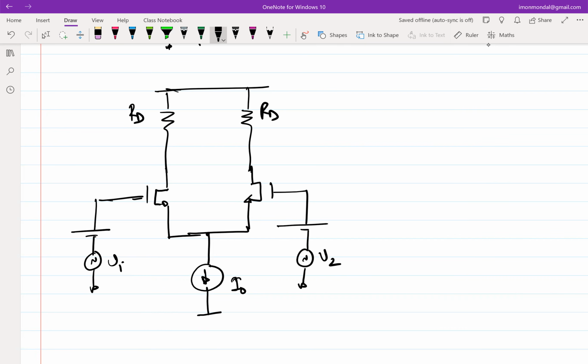V1, V2. This current was I0 by 2. This current was I0 by 2. And the gain was GM times RD, right? And GM times RD by 2 if you take from one side, or GM times RD if you take the difference between both sides. So now the problems with the common source amplifier with a resistor as a load will still be applicable in this case, right?